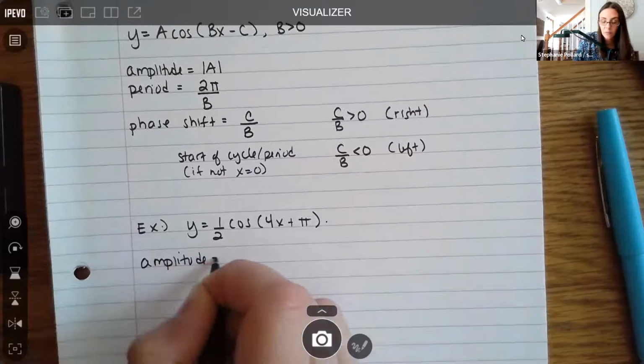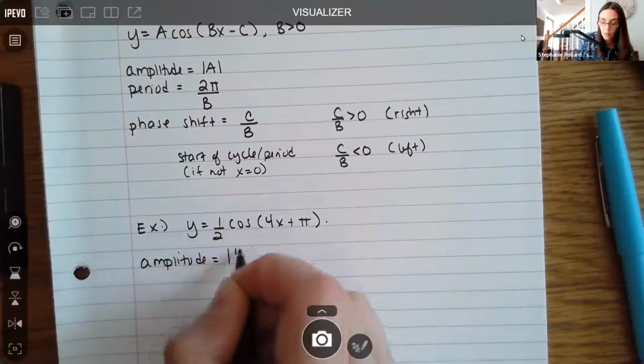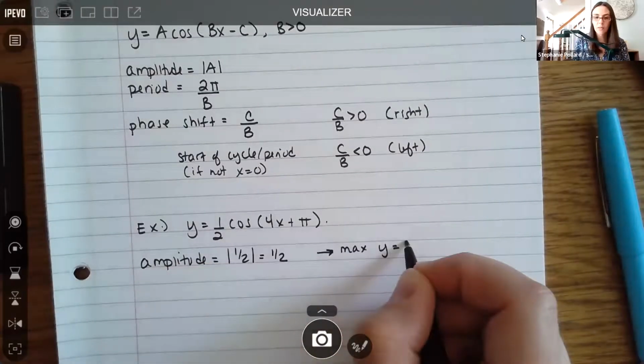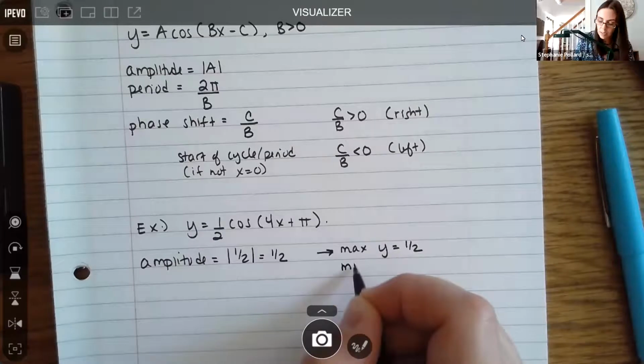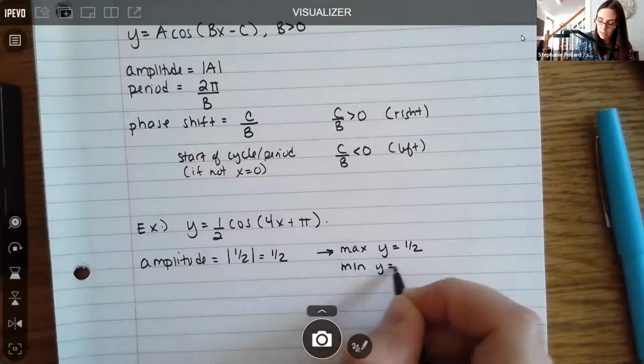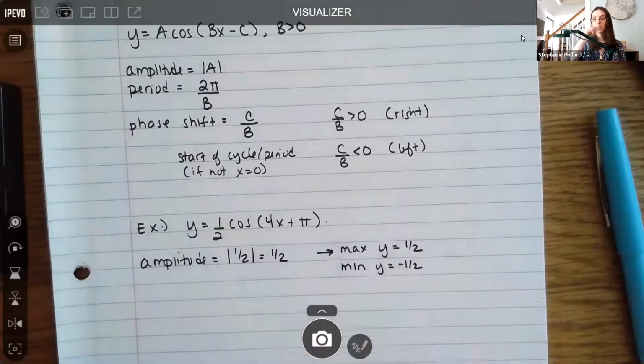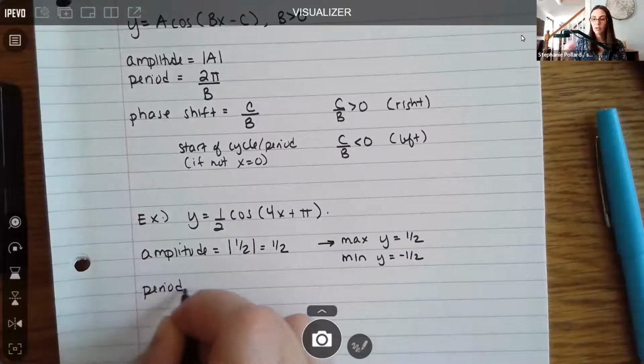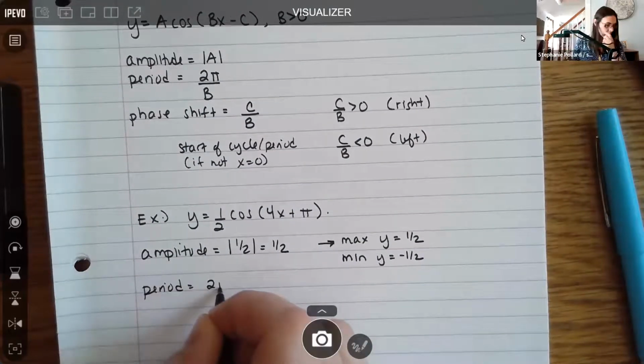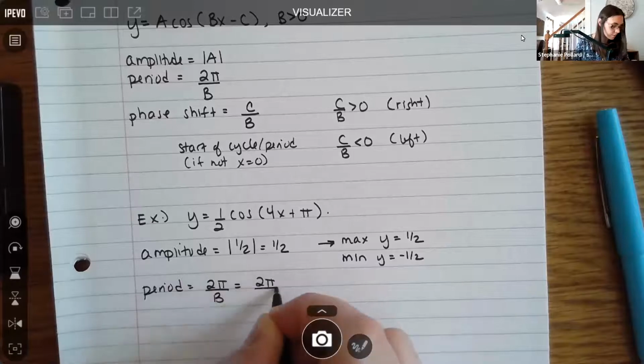Our b value is 4. So instead of our period being 2 pi, which is what it normally is for the cosine function, it's going to be 2 pi divided by 4, which is pi over 2. So you're going to see it's going to cycle or oscillate faster. So you're going to run through those cycles much quicker here.